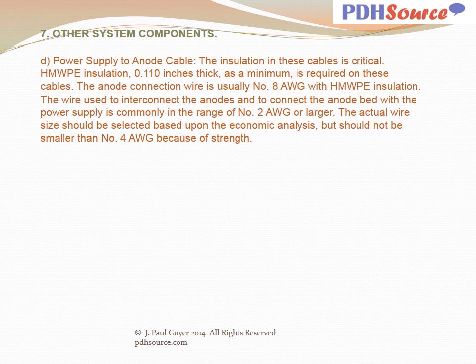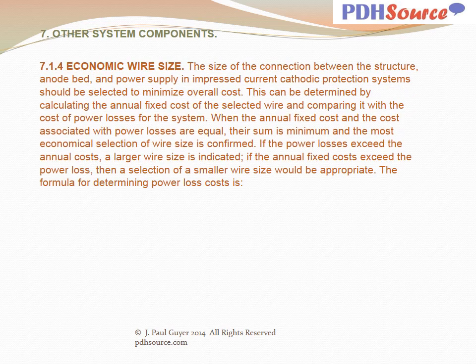The wire used to interconnect the anodes and to connect the anode bed with the power supply is commonly in the range of number 2 AWG or larger. The actual wire size should be selected based upon the economic analysis, but should not be smaller than number 4 AWG because of strength requirements. The size of the connection between the structure, anode bed, and power supply in impressed current cathodic protection systems should be selected to minimize overall cost.